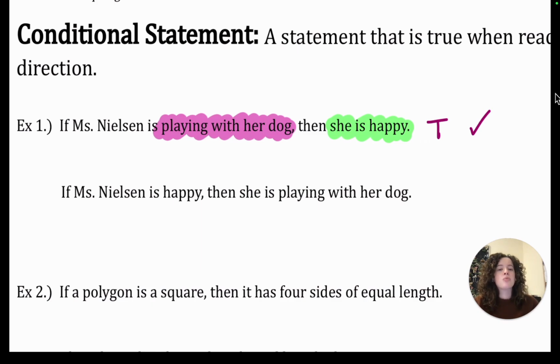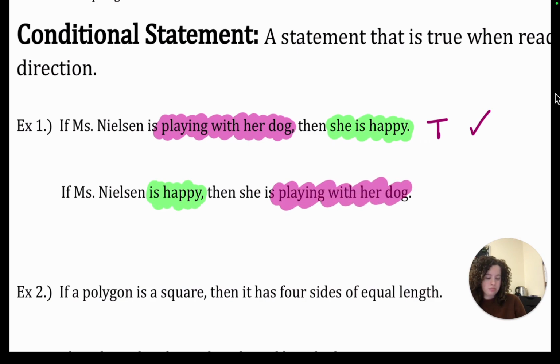Let's see what happens when we reverse this. So instead of saying I am playing with my dog, then I am happy, I'm going to say if I am happy, I have to be playing with my dog. Now, I could be happy for lots of other reasons. Absolutely. I could be happy because I'm hanging out in math class. I could be happy because I'm hanging out with my sister. I could be happy because I went out for ramen. I could be happy for so many reasons, not just because I'm playing with my dog.